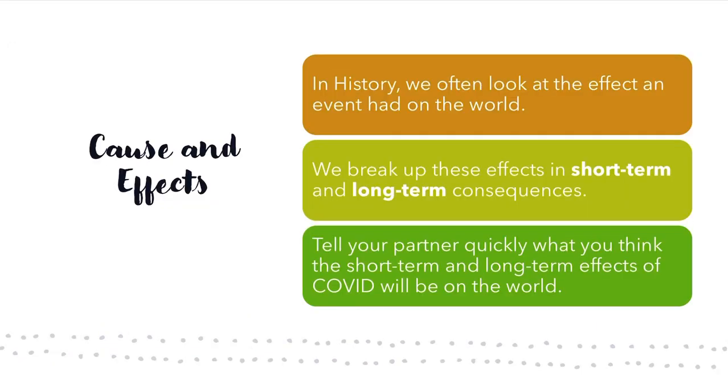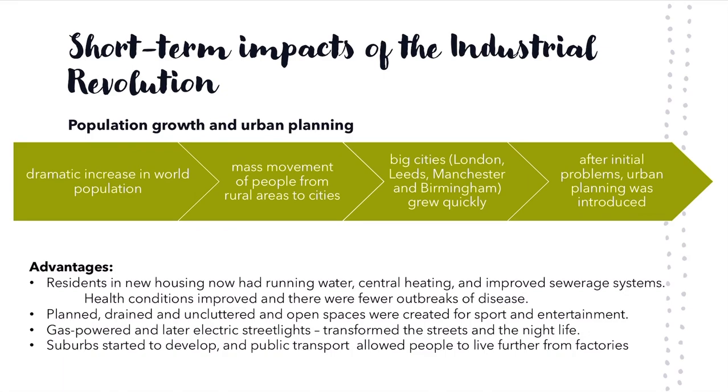Now, cause and effect is a really important part of history. We've discussed cause and effect ad nauseum. We need to look at the effect an event had on the world, and we do this by breaking them up into short and long-term consequences. There is a little activity here where we think about the short and long-term effects of COVID on the world. If you'd like, pause the video now and have a discussion with the person next to you. What are the short and long-term effects, and how do we tell the difference between those two things? Once you've completed that activity, we'll start looking at some of the short-term impacts of the Industrial Revolution.